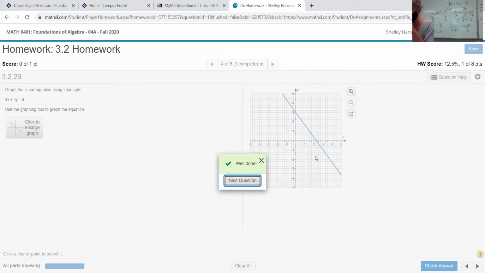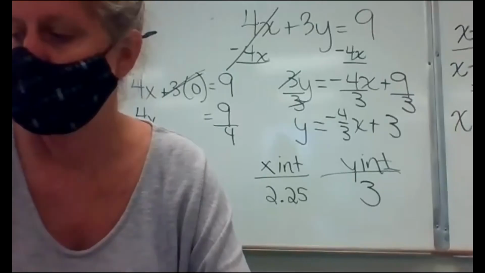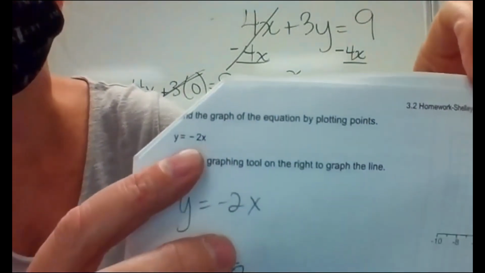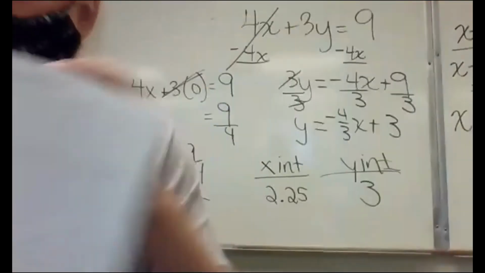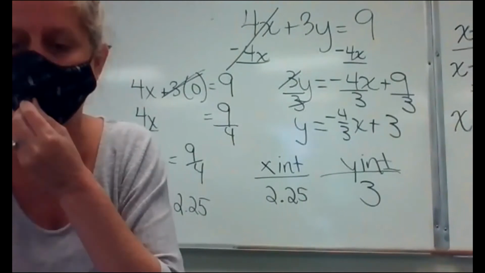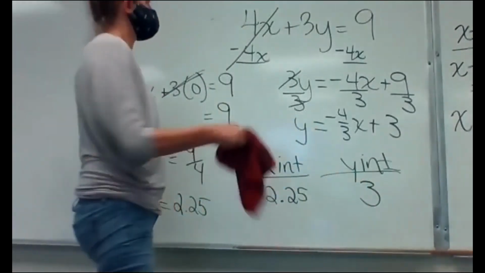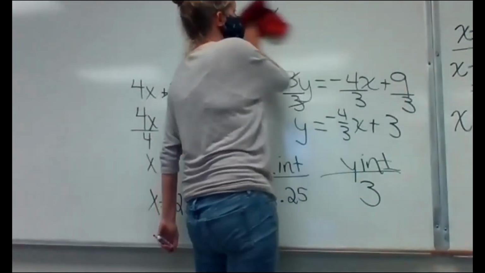All right, number 5. This one, number 5, doesn't say use intercepts. It just says graph the equation by plotting points, which means I can use any points I want, which is great news. I don't have to use intercepts. I can use whatever I want.